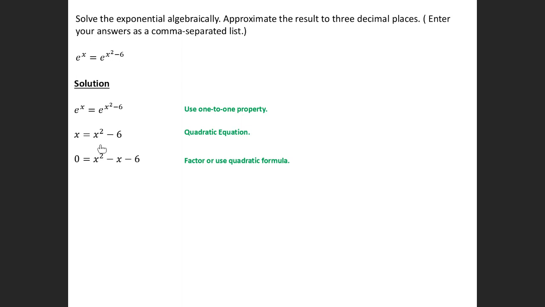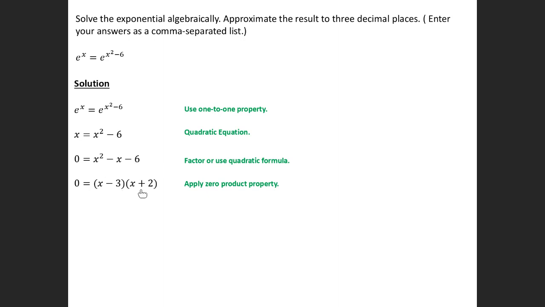In order to solve a quadratic equation, everything has to be on the same side. So I'm going to subtract x on both sides. And then you have choices. You can factor or use the quadratic formula. Well, maybe I shouldn't say that because not everything factors, but one of the two methods will work here. In this case, it does factor.